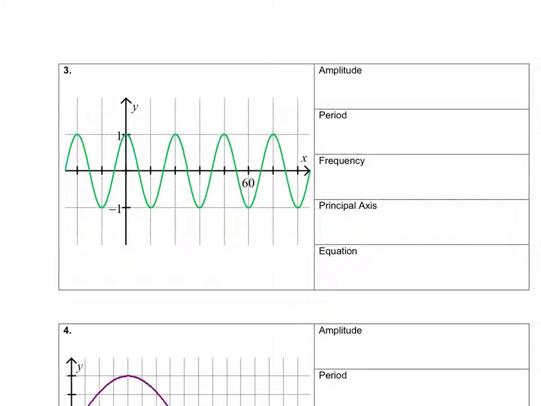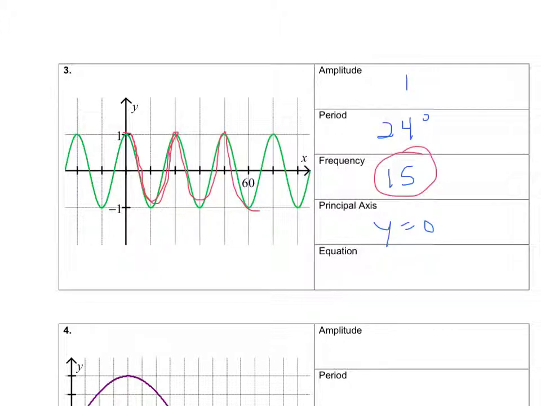Fill out the information and try the equation. We'll see how it goes for you. This one's a little trickier. Well, you'll notice that the amplitude is 1. The period here, it fits exactly 2.5 in 60 degrees. So that means it fits one cycle in 24 degrees. That means that in 360 degrees, I'll get 15 cycles.